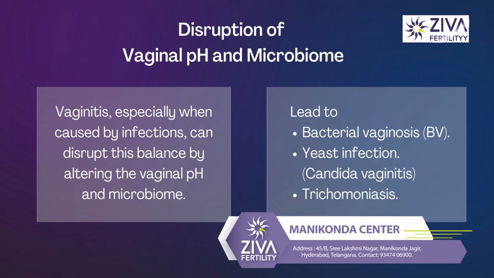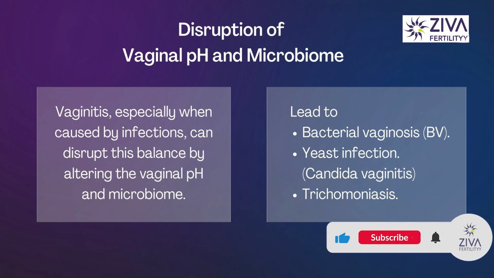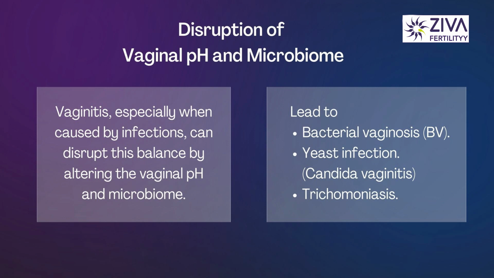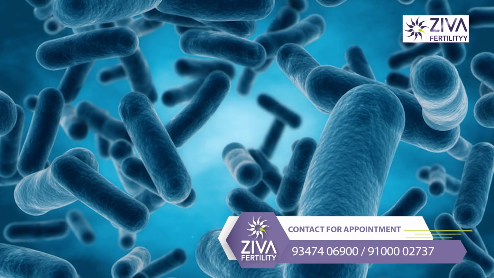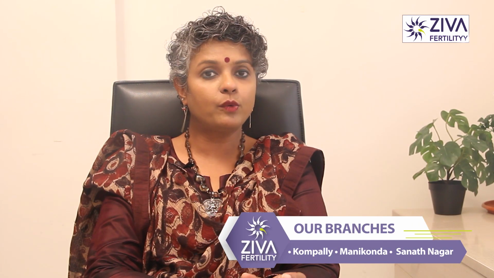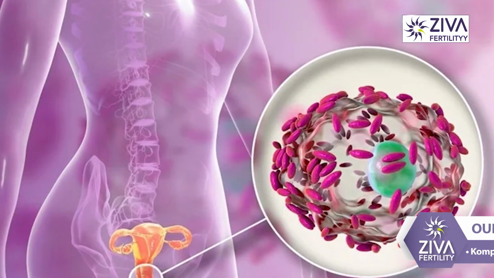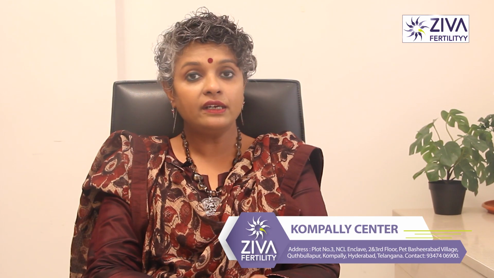Firstly, it can disrupt vaginal pH and microbiome. Now, the vagina has a delicate balance of microorganisms. These include beneficial bacteria like lactobacillus species, which can help maintain a slightly acidic pH, which is around 3.5 to 4.5. This acidic environment helps protect against harmful pathogens. Vaginitis, especially when caused by infections, can disrupt this balance by altering the vaginal pH and microbiome.